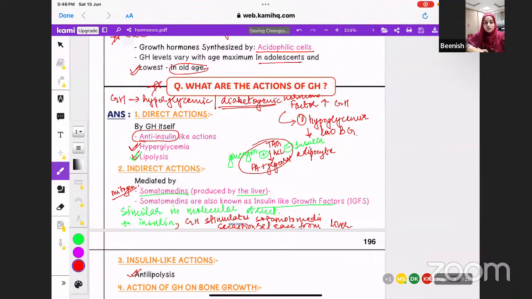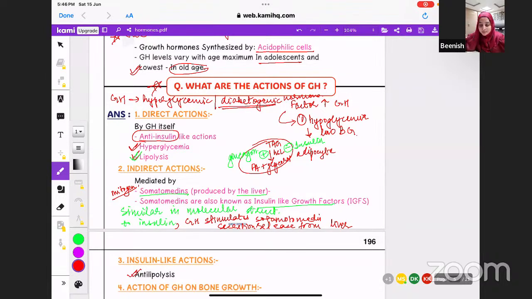So talking about the action of growth hormone, firstly, it has direct actions. The direct action of growth hormone is anti-insulin-like. When you remember it is anti-insulin-like, it becomes very easy. Your insulin, what does it do? It causes hypoglycemia. It decreases the blood glucose level. But we are saying growth hormone is anti-insulin-like, so your growth hormone is going to increase the blood glucose level.